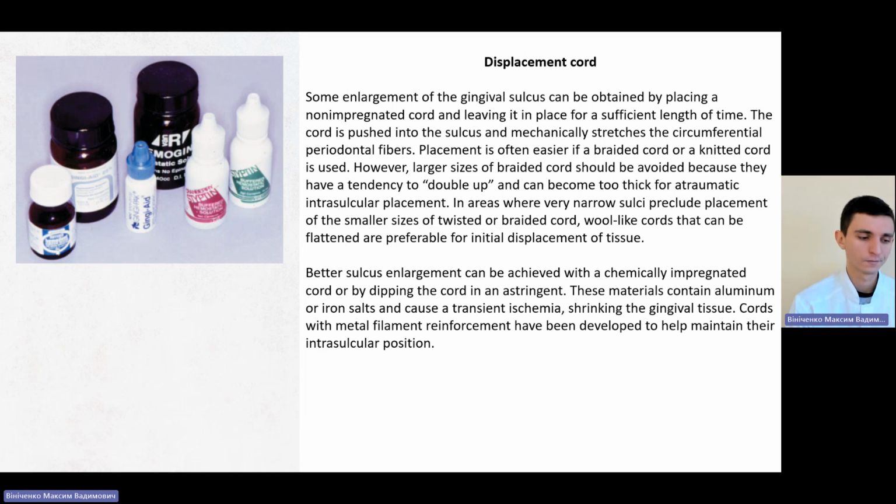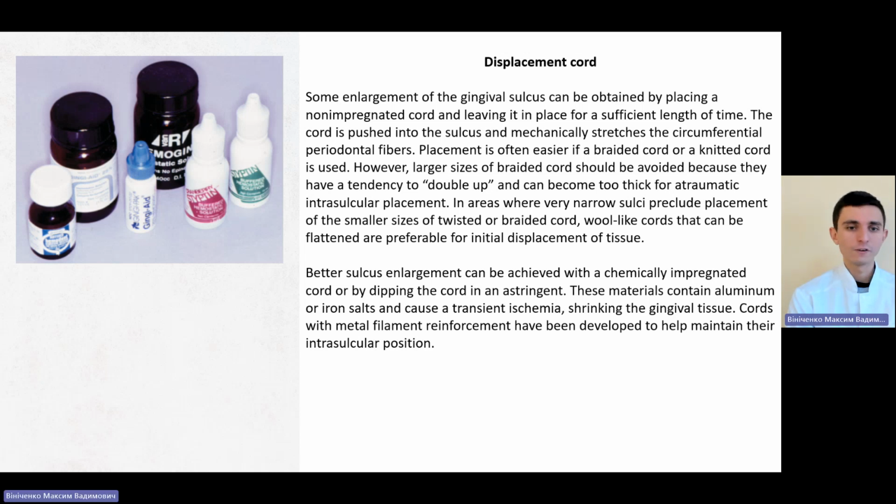Displacement cord. Some enlargement of the gingival sulcus can be obtained by placing a non-impregnated cord and leaving it in place for a sufficient length of time. The cord is pushed into the sulcus and mechanically stretches the circumferential periodontal fibers. Placement is often easier if a braided cord or a knitted cord is used. However, larger sizes of braided cord should be avoided because they have a tendency to double up and can become too thick for atraumatic intrasulcular placement.